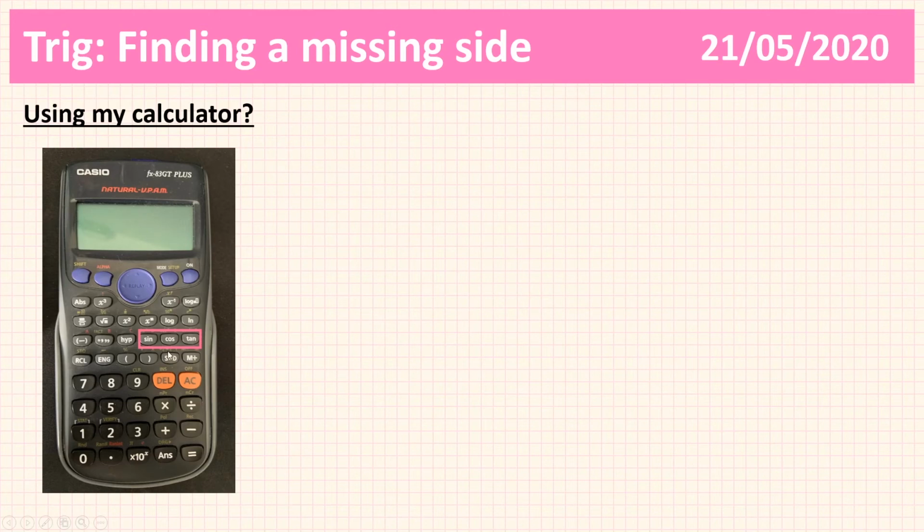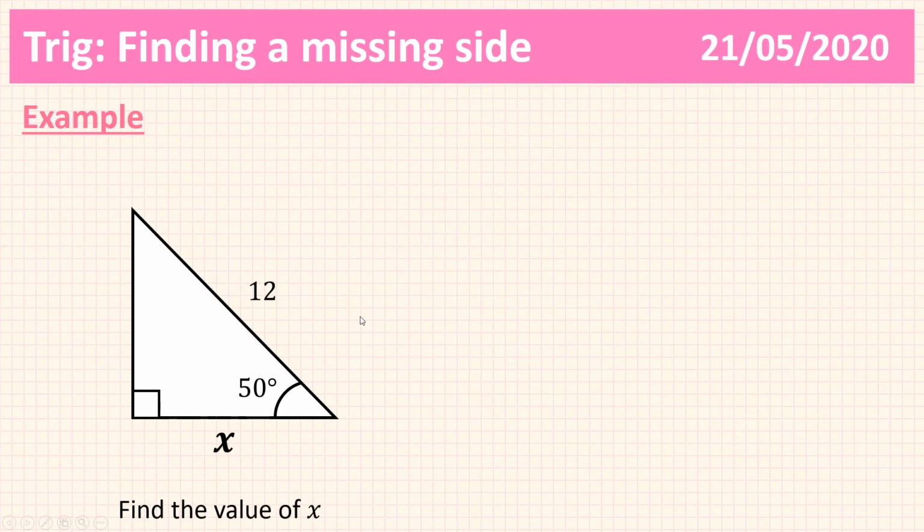On our calculator, the sine, cos and tan button are located there. If you have a different calculator, just have a look. They're usually near the top, so away from the numbers. It just says sine, cos and tan. They're usually next to each other. Right? Once you've located your sine, cos and tan, here's your first question. Have a go at doing it, and then we will go through it.